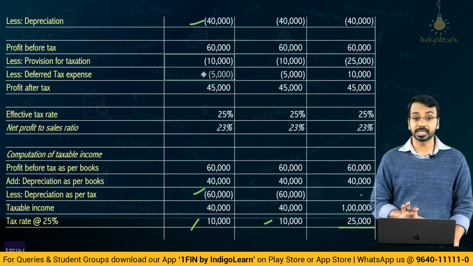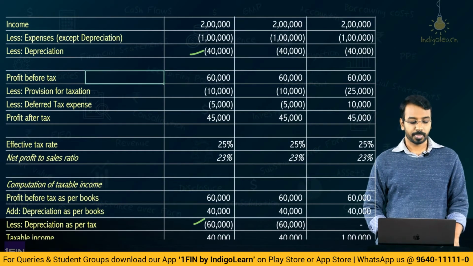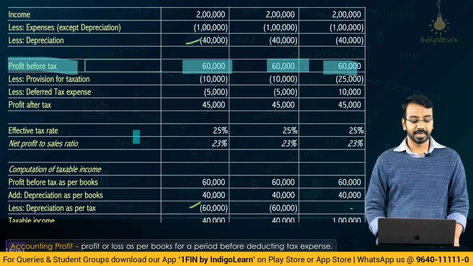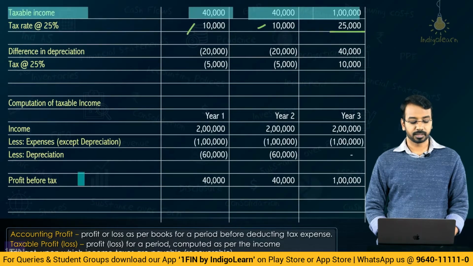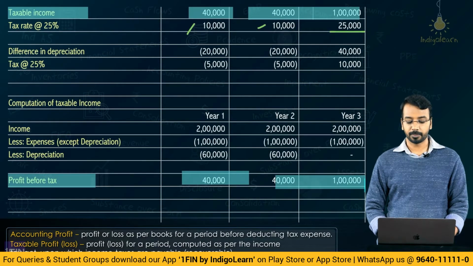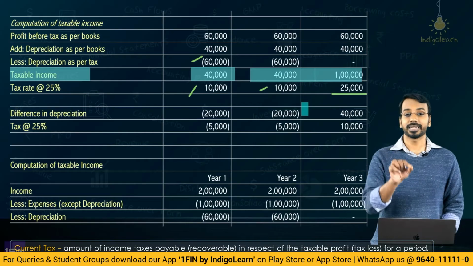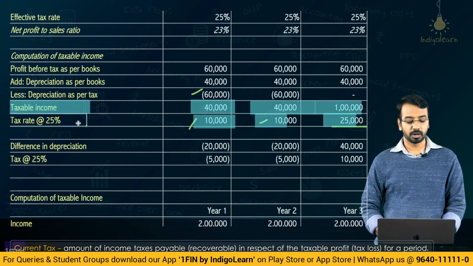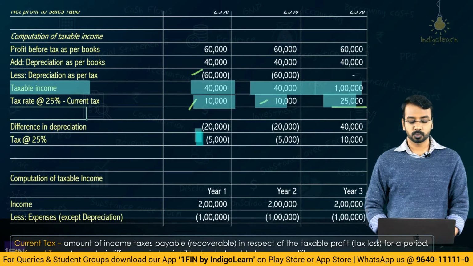Now by now we have seen few concepts. We'll go to the definition subsequently. One, accounting profit. So this profit before tax, as per books, is called accounting profit, 60,000, 60,000, 60,000, okay. Then taxable profit or taxable income is the taxable income that we have calculated here. We can do it both ways. Here also we have done it the same way, okay. Then the tax that you have to pay as per the income tax provisions in the current period is called current tax. What is that current tax? This 10,000, 10,000 and 25,000, this is called current tax. The tax which arises due to differences is called deferred tax.